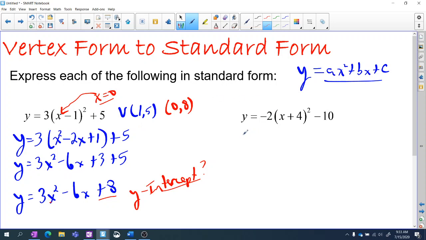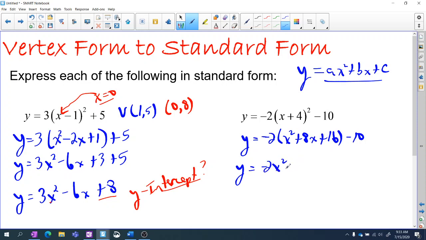Alright, here's another one. Back to blue here. So y equals negative 2. Square the first. Multiply and double. Square the last. Still got my minus 10. Minus 2x squared. Now I'm distributing the negative 2 into the bracket. So negative 16x. Negative 32. Take away 10. And collect your two numbers at the end. And there you have it in standard form.